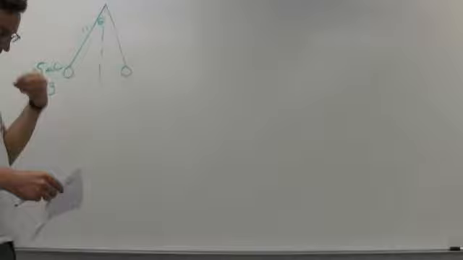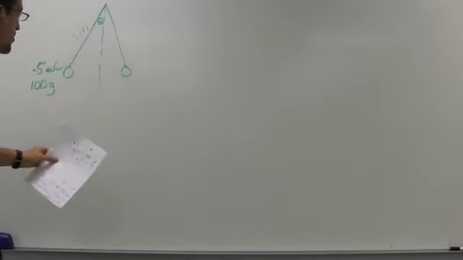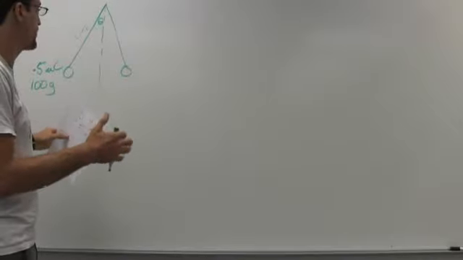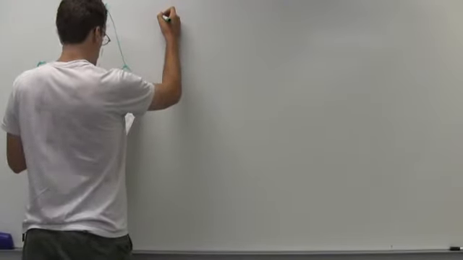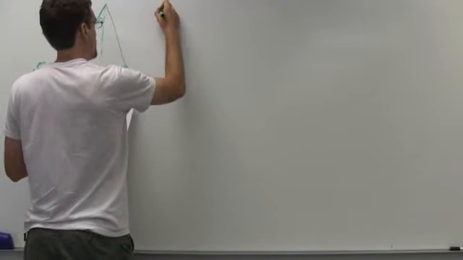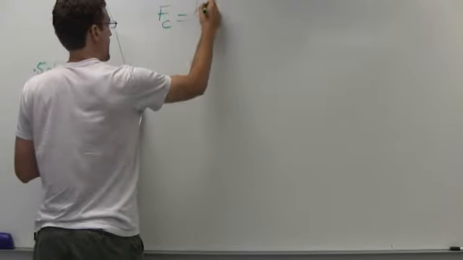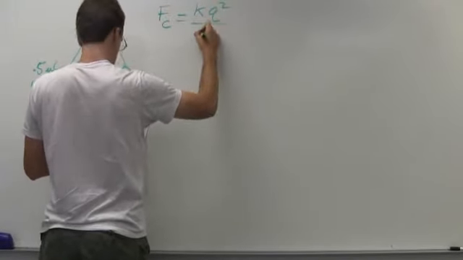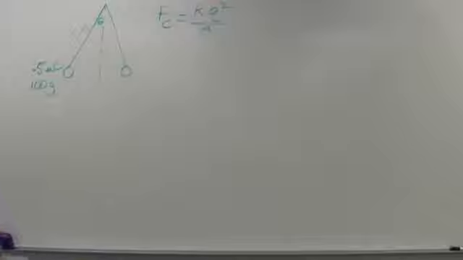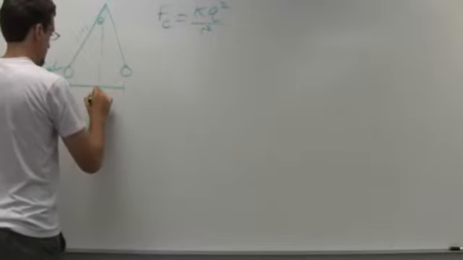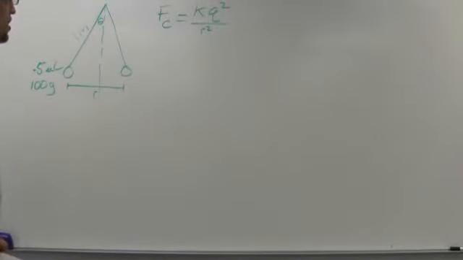Now, let's set this up the way it's going to be, okay? So first off, we can figure out that the force between these two is going to be Fc equals kQ squared over R squared. Okay? Where this right here is R. Unfortunately, we don't know two of those variables. We need to have another equation.